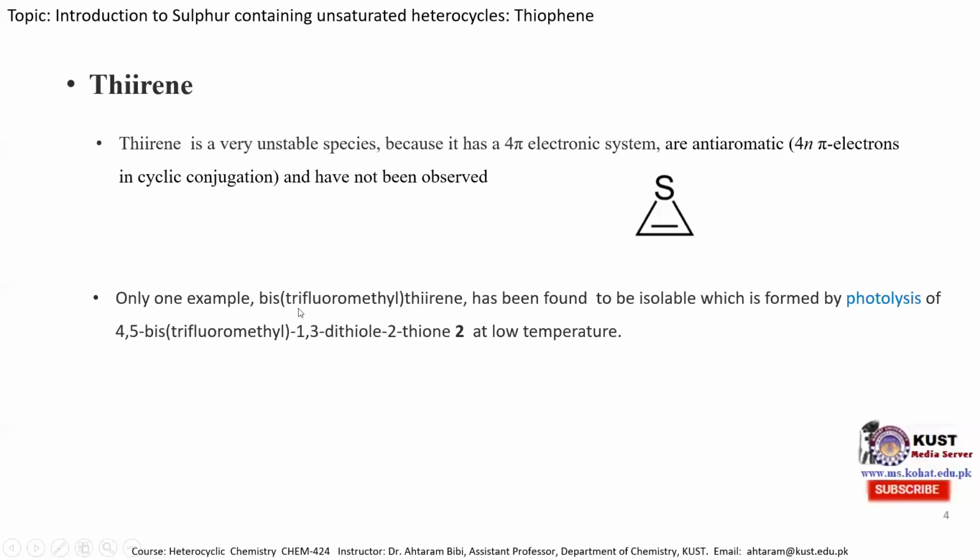It is so unstable that it cannot be synthesized in the laboratory. However, only one example, a substituted thiirene molecule, has been isolated, formed by the photolysis of 4,5-bis(trifluoromethyl)-1,3-dithiol-2-thione at low temperature. Only this trifluoromethyl substituted thiirene is reported, while the unsubstituted thiirene is highly unstable and anti-aromatic. Therefore, we don't know about its physical or chemical properties.